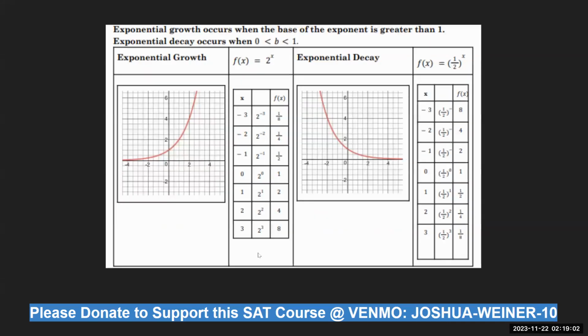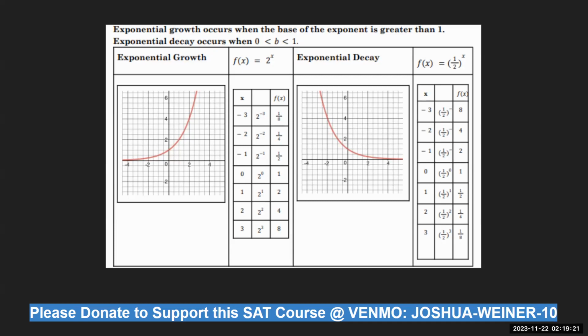All right. Exponential growth occurs when the base of the exponent is a number greater than 1. For example, on the left, we have f of x equals 2 to the x. So you can see that there will be growth of the function as it goes to the right, and the numbers increase positive.